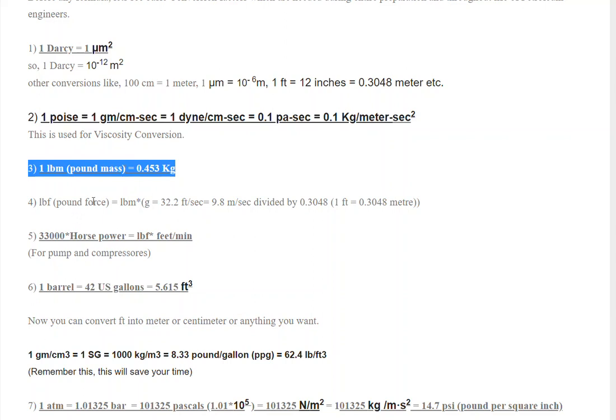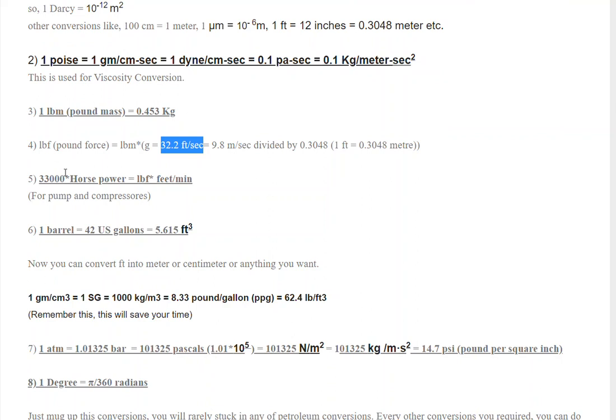Next thing is force is equal to mass, that is pound mass, into g, that is F is equal to mg, where here we use force in CGS unit, mass in CGS, so we use g in feet per second, which is in CGS. It is derived from 9.8 meter per second. Then we put conversion of meter to feet, that is 32.2 feet per second.